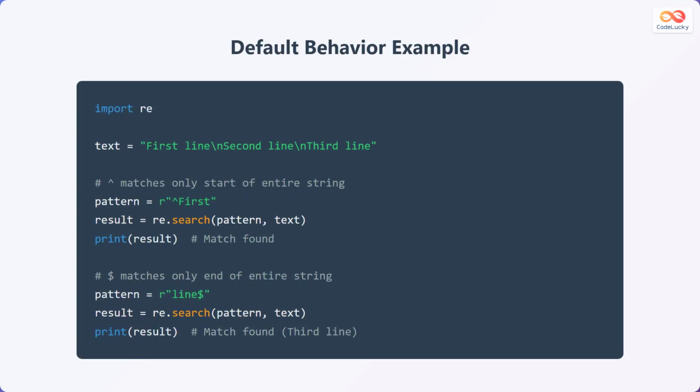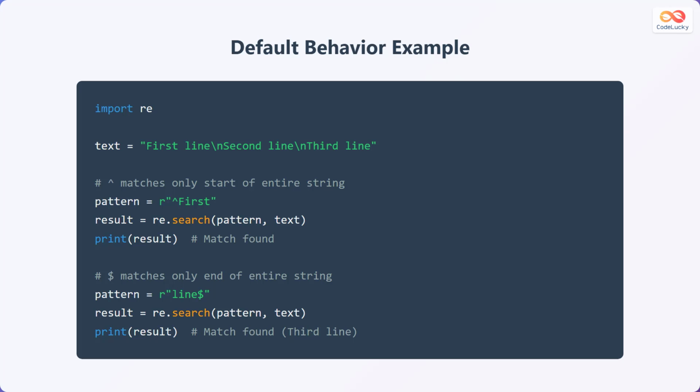Here's an example demonstrating the default behavior of anchors in Python. First, we import the regular expression module. We define a text variable containing 3 lines, first line, second line, and third line, each separated by a newline character. Then we use the caret symbol in the regular expression pattern r'^first' to match the start of the entire string.